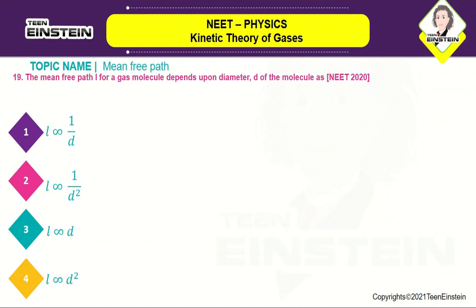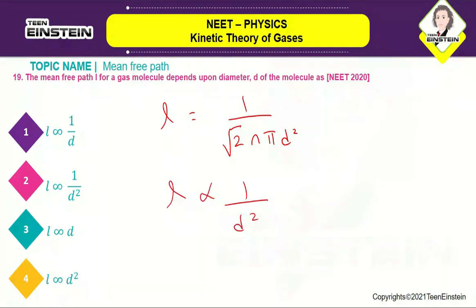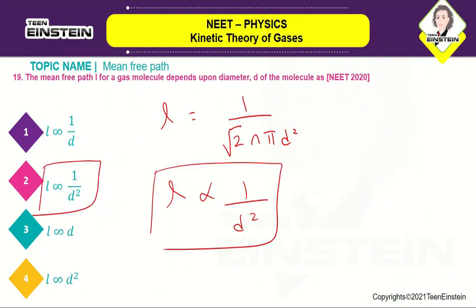The mean free path for a gas molecule depends upon diameter d of the molecule as. So the mean free path is generally given by L is equal to 1 by root 2 n pi d square. Okay, so here if you see, L is inversely proportional to d square. So the correct answer is option number 2. So it's a very simple question based on the formula.